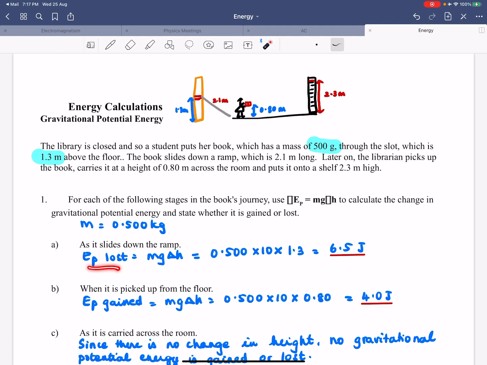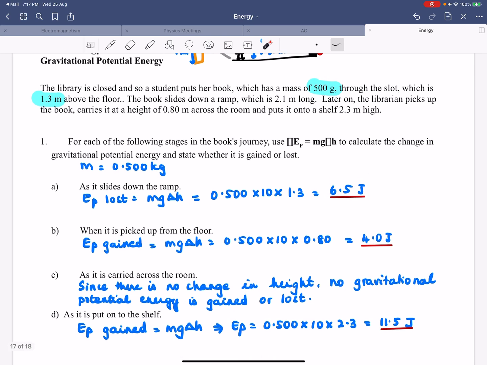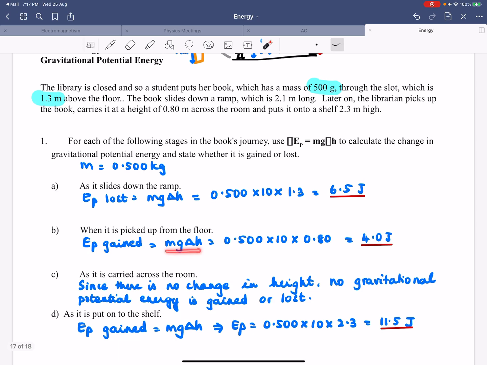So as it slides down the ramp, gravitational potential energy lost is m times g times the height. So that's the m, that's the g, that's the height. You multiply them all together and you get that much. When it's picked up from the floor, again, m times g times h. This is m, g, and it's 0.80 meters above the floor, so you get that much.